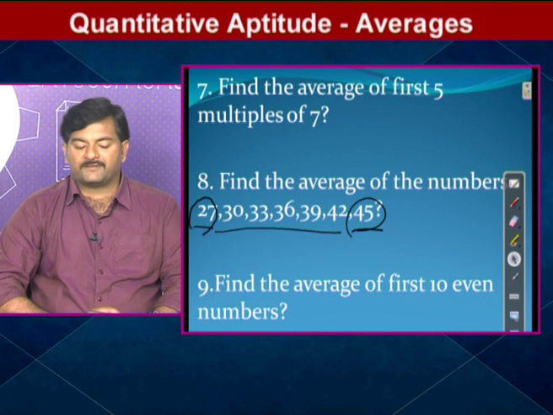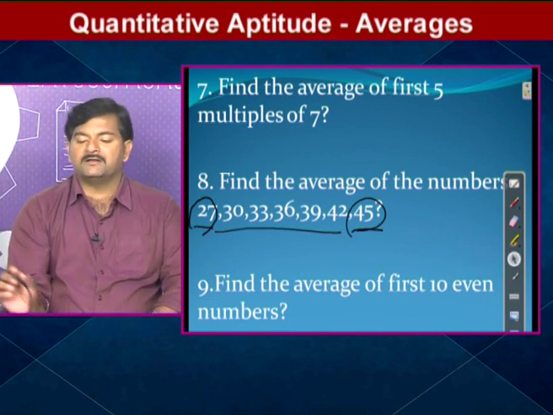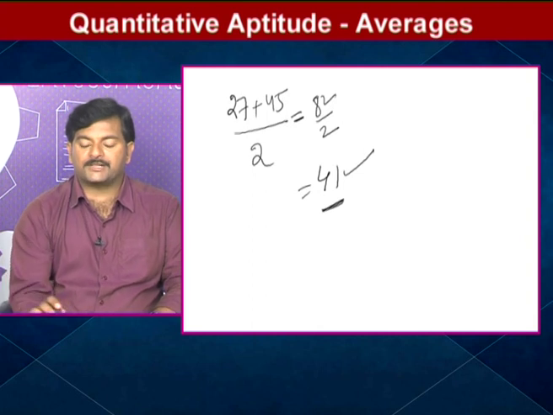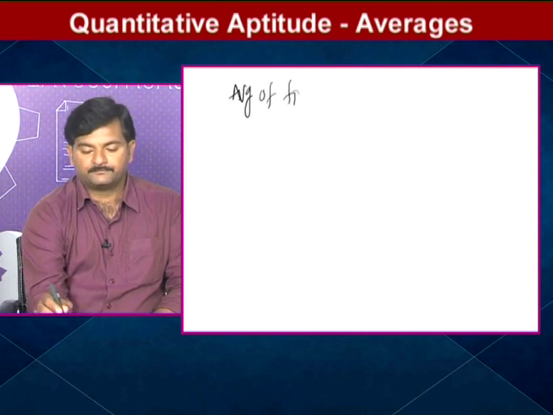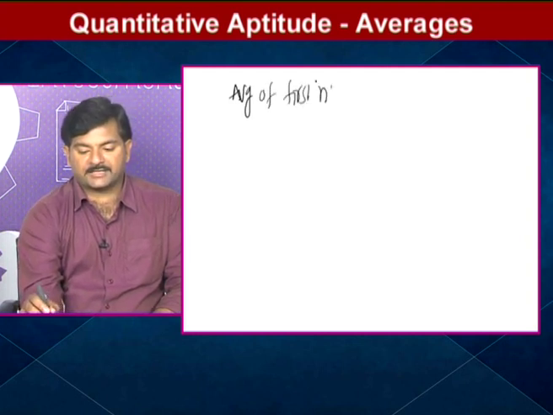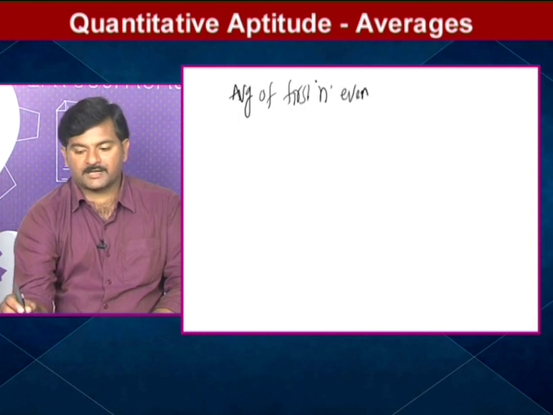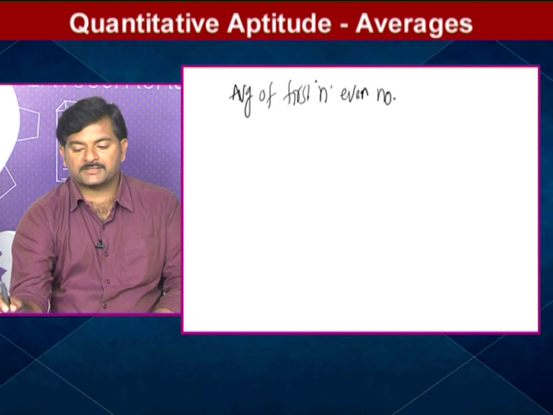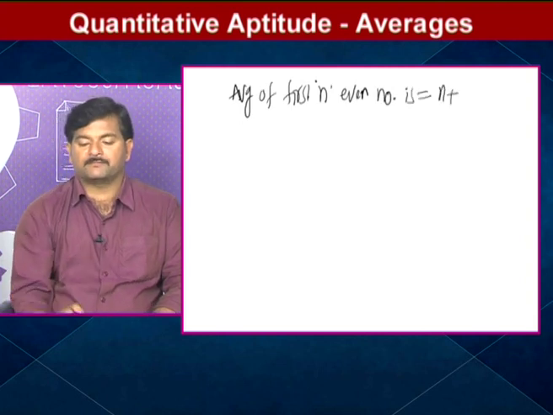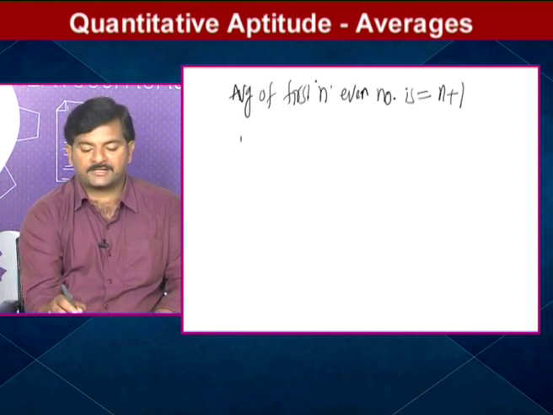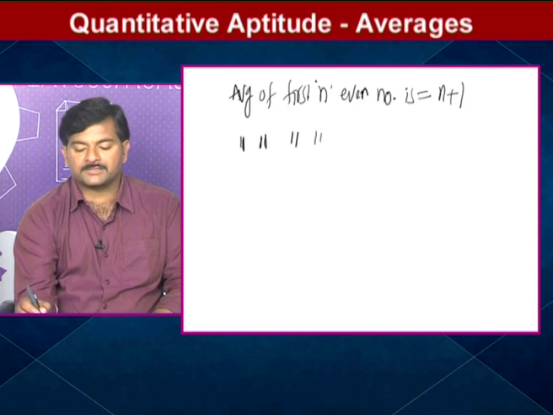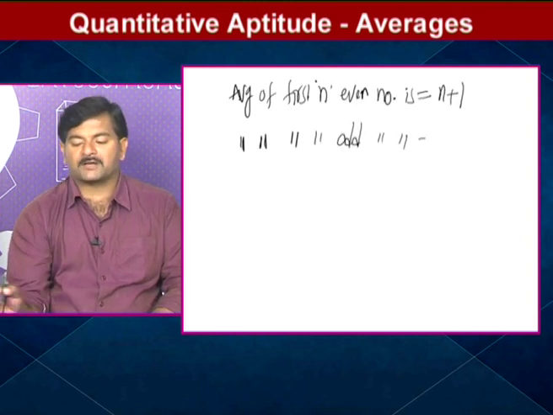Find the average of the first 10 even numbers. So here I need to make one note. What is the note? The average of the first n even numbers is n plus 1, and the average of the first n odd numbers is n.